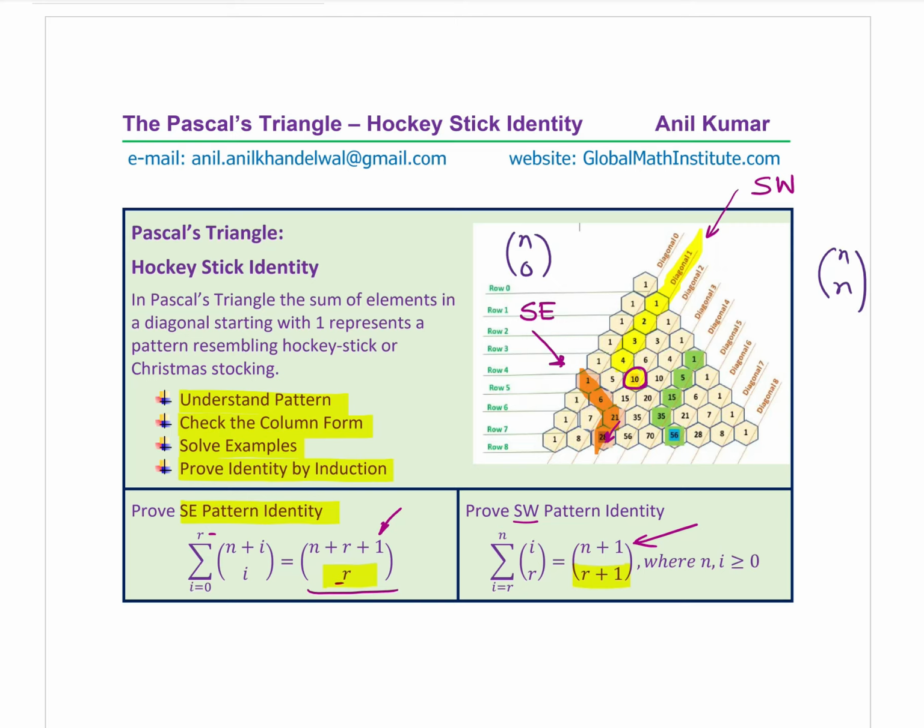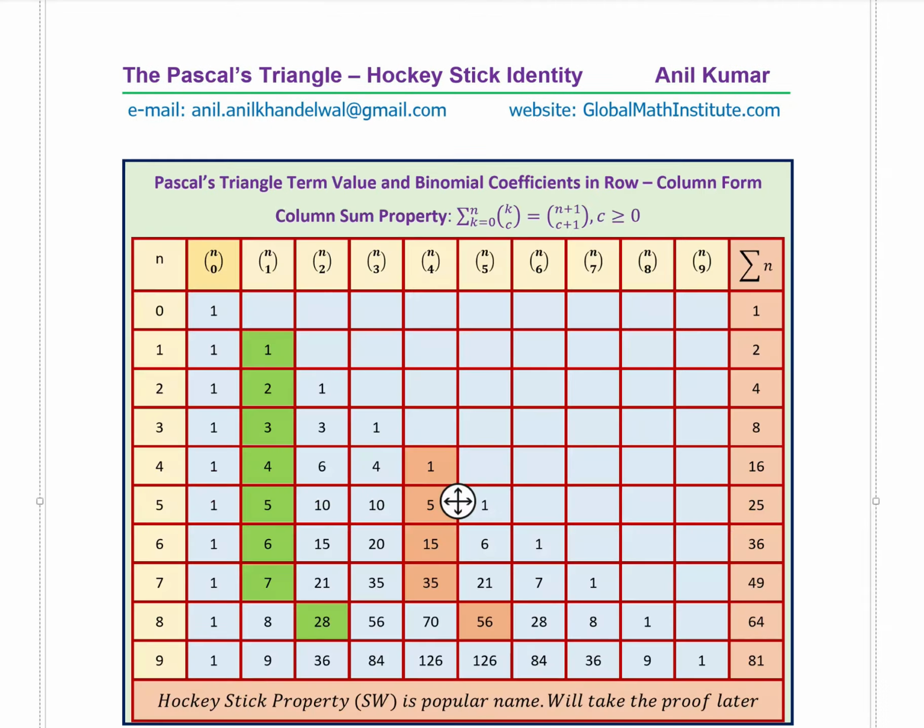So let's try to see this pattern when we arrange our triangle in a column form. Now that is the column form, which is very pretty but hardly seen in many books. And many students may find it very useful and interesting.